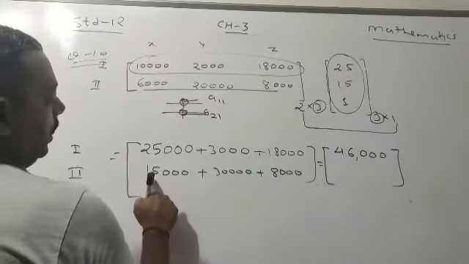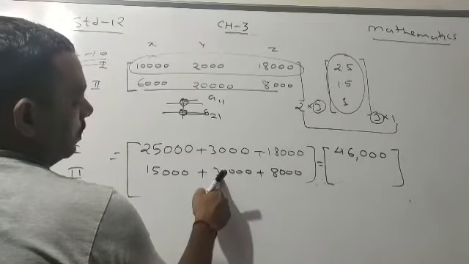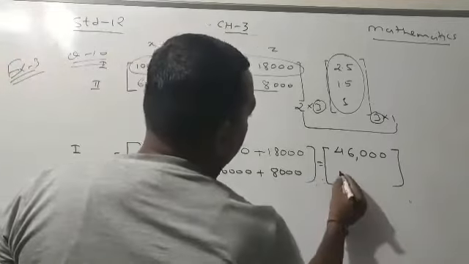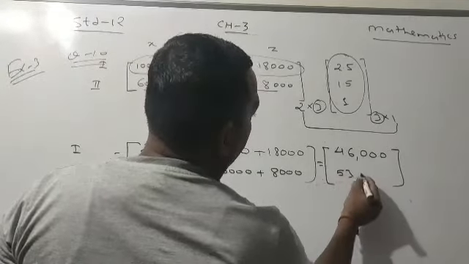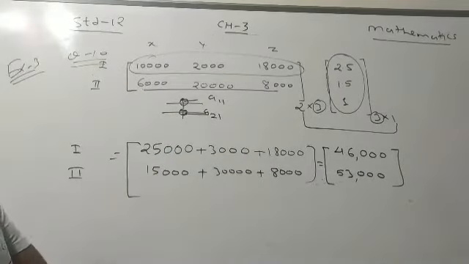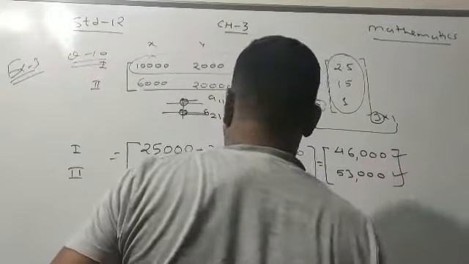Now here 15,000 and 30,000. So that is 45,000. 45,000 plus 8,000, that is 53,000. So at last, see, I will cross check your answer also. In the textbook, it is given, question number 10, 46,000 and 53,000. Okay. So the right answer is 46,000 and 53,000.